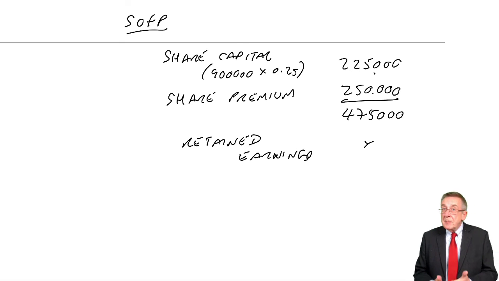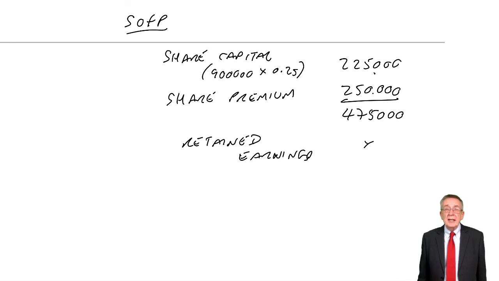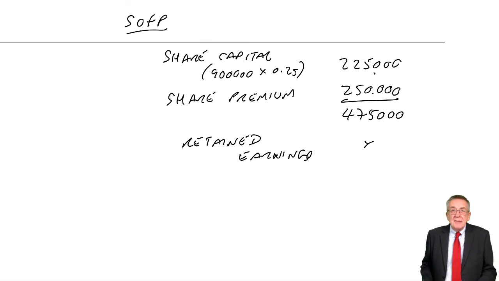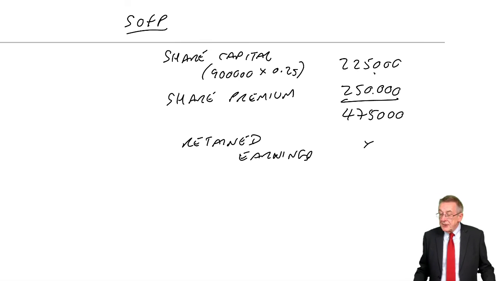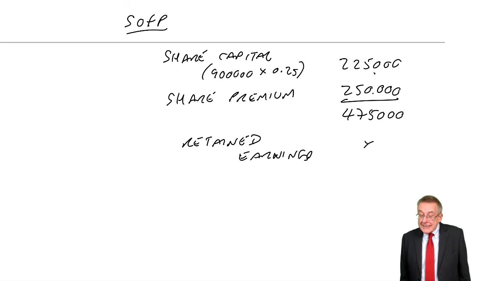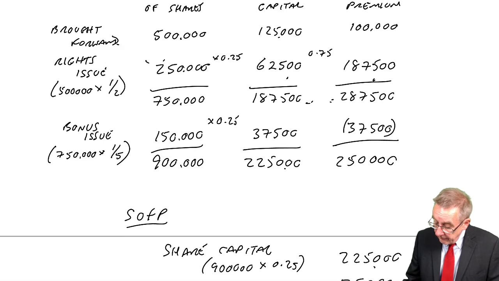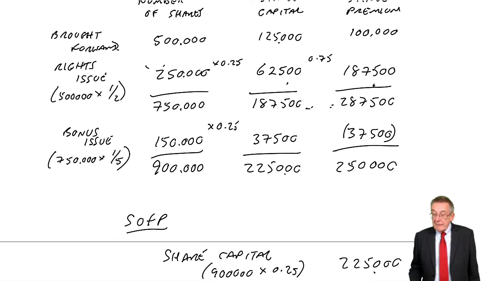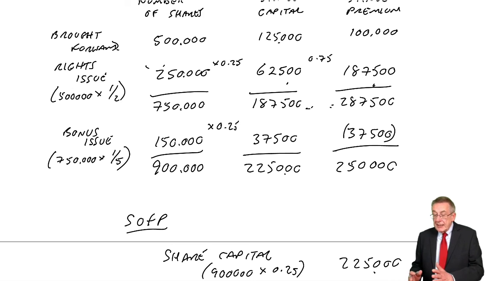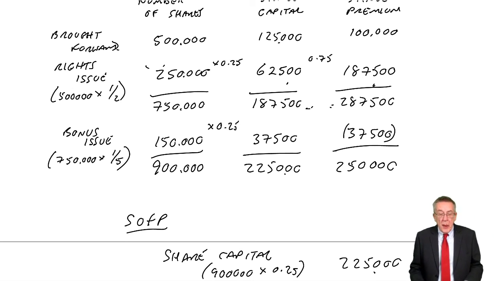It does need practice, but it's not hard. Just be careful, particularly when the nominal value isn't $1. It's easy to miss the fact that it's 25 cents or it's 50 cents or whatever. Secondly, although a bonus issue has a credit to share capital, we have to debit something else.